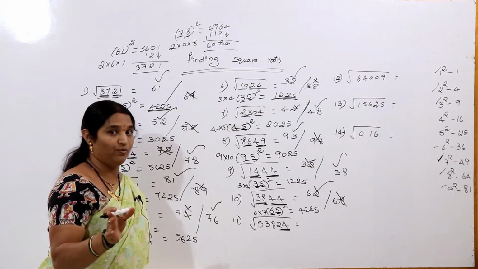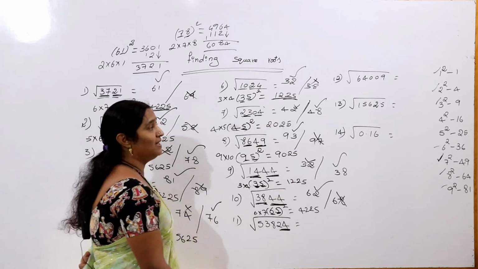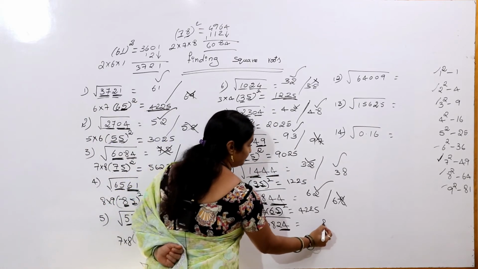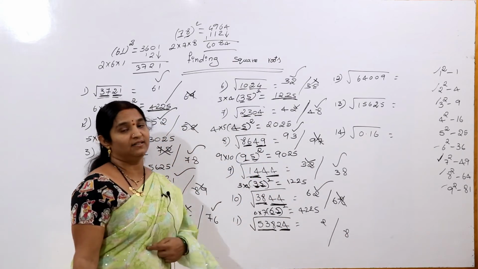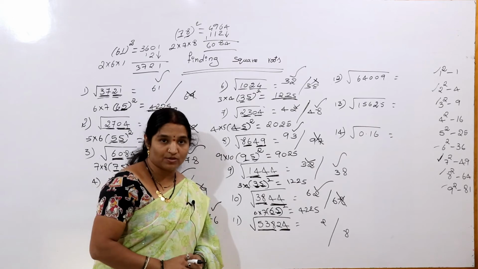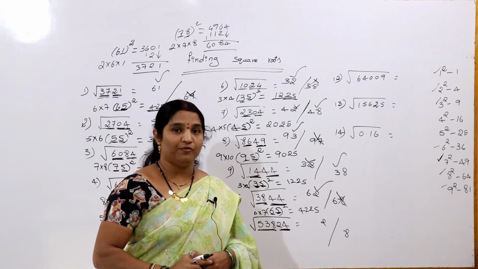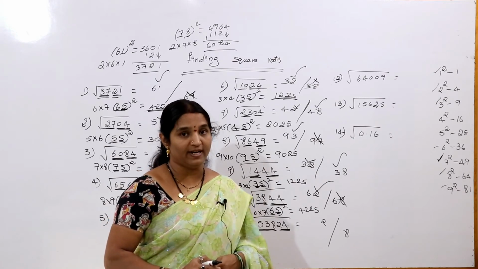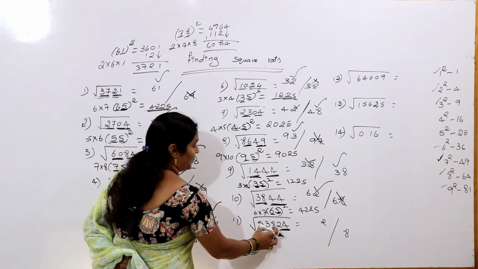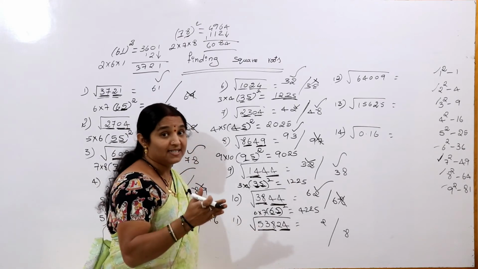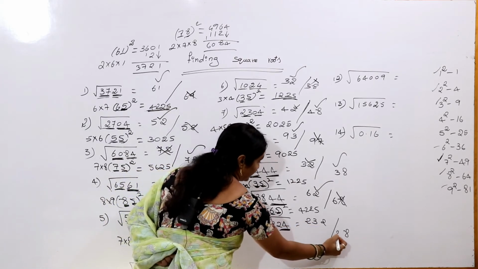Last two digits are 24. That also ends with 4. Which square numbers are ending with 4? 2 or 8. Remaining three digits are, go for 20 table. 21 square is 441. 22 square is 484. 23 square is 529. 24 square is 576. Here we don't have 576, but it is nearer to 529. Hence we have to take first two digits are 23.